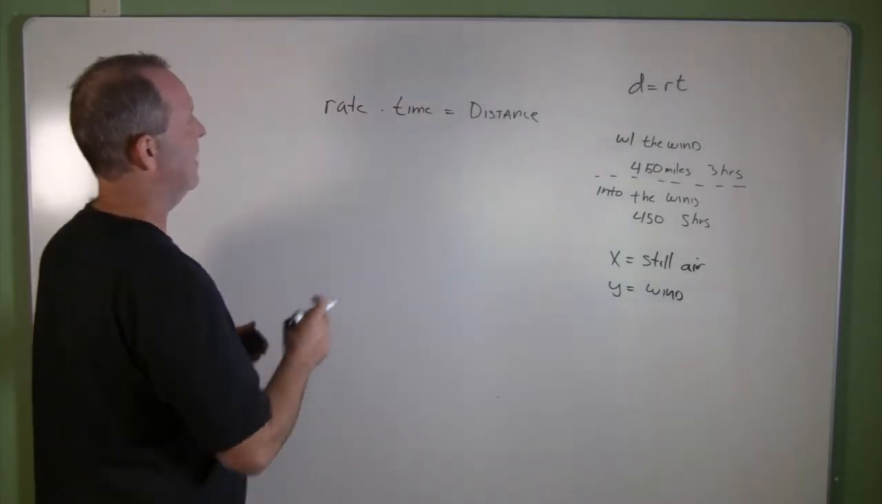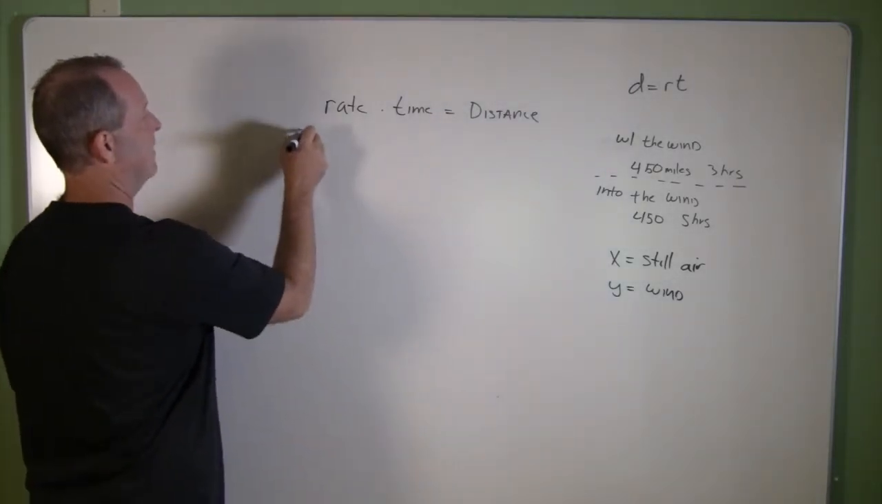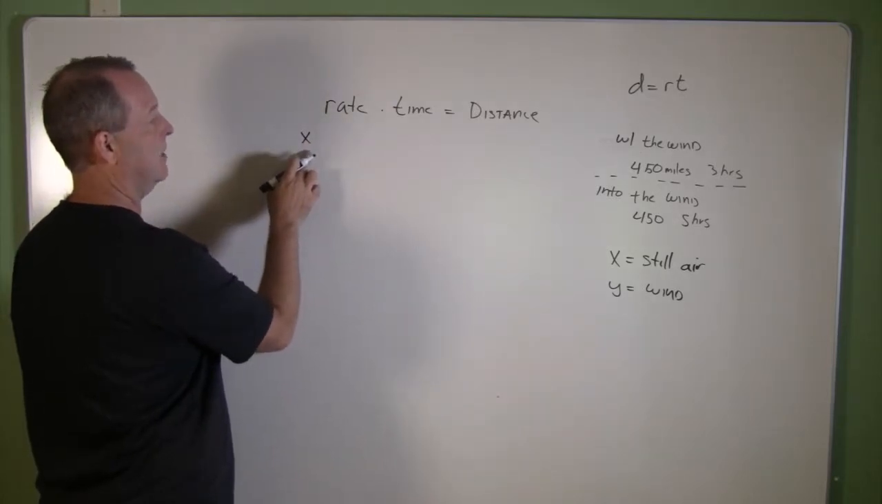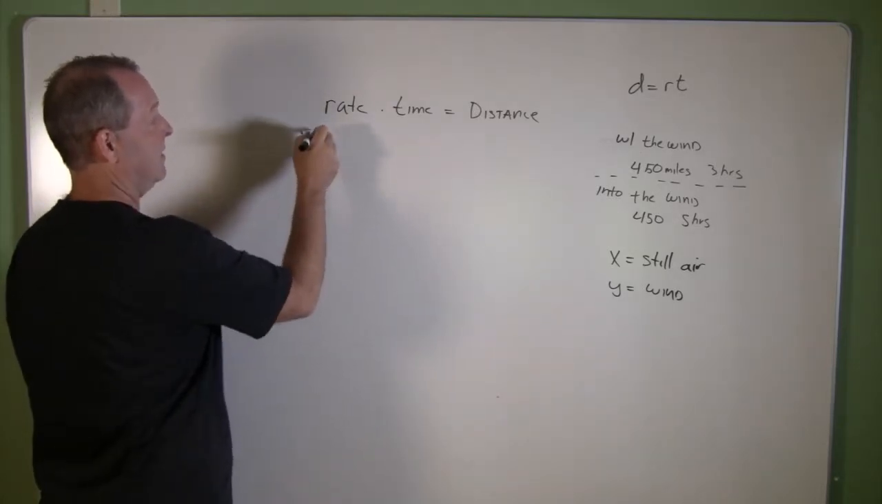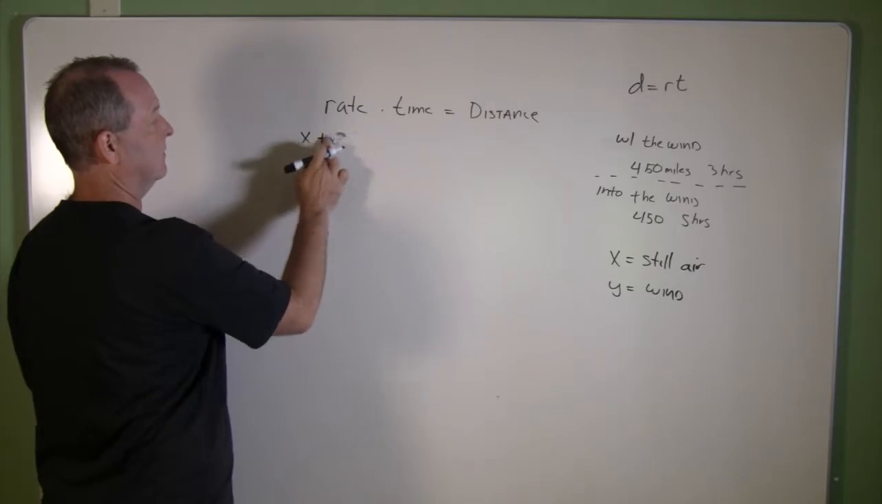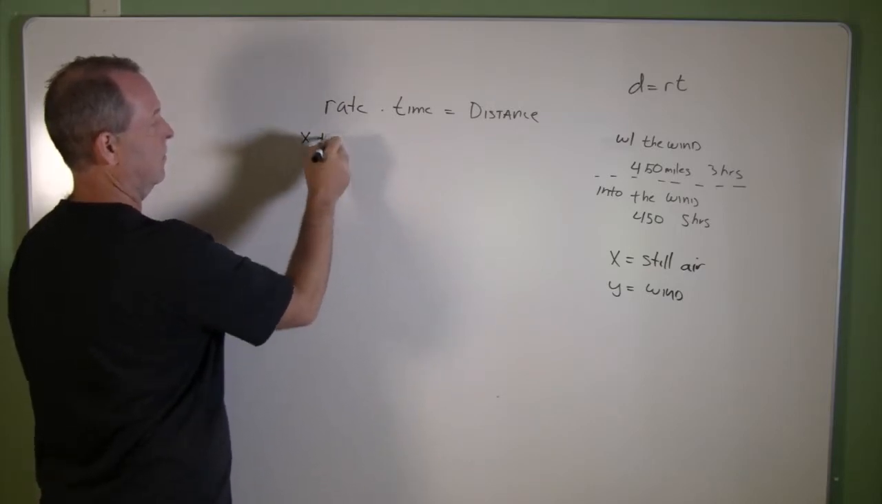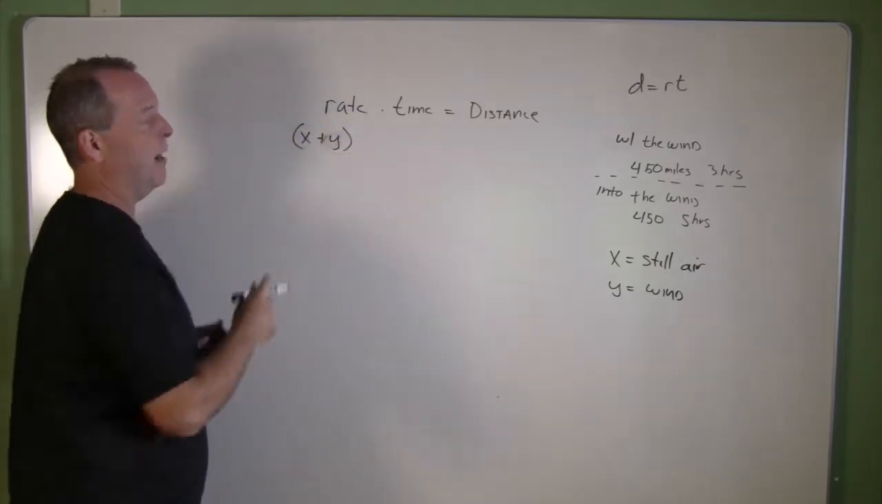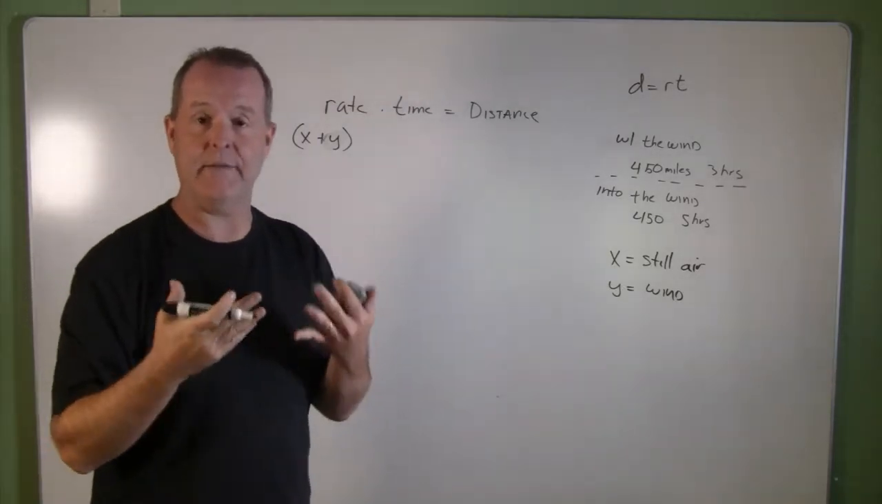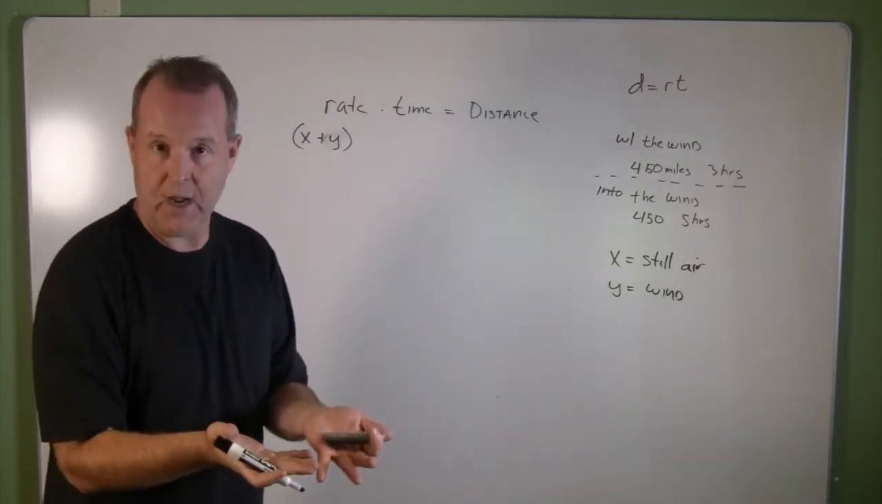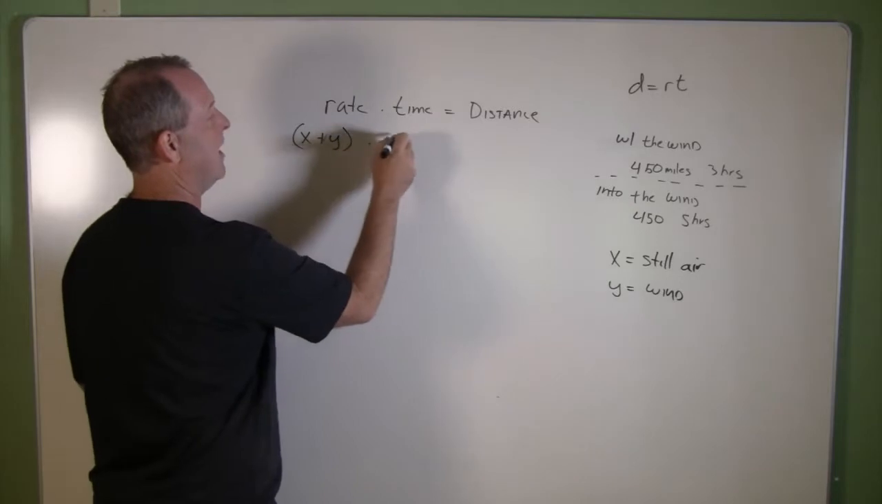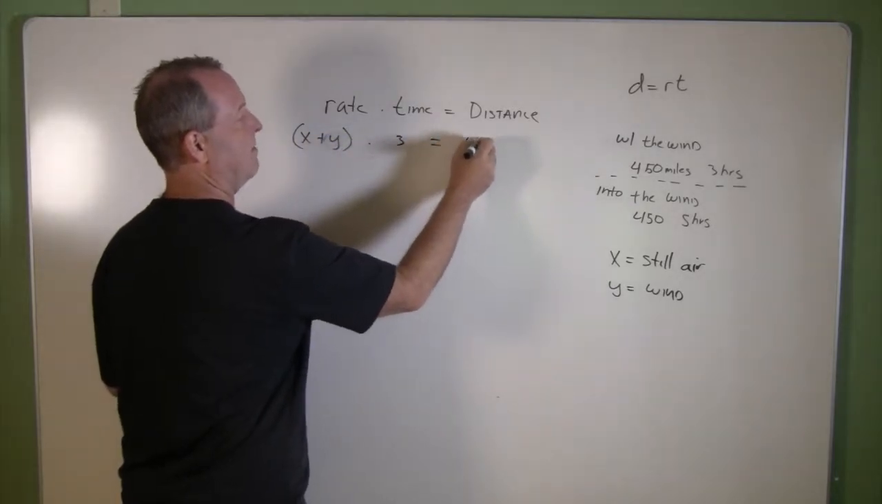So the rate on the first one, I have x, the speed of the plane in still air, plus the help of the wind, which is y. That's one rate. I know that when I have still air plus the help of the wind, it takes me 3 hours to fly 450 miles.